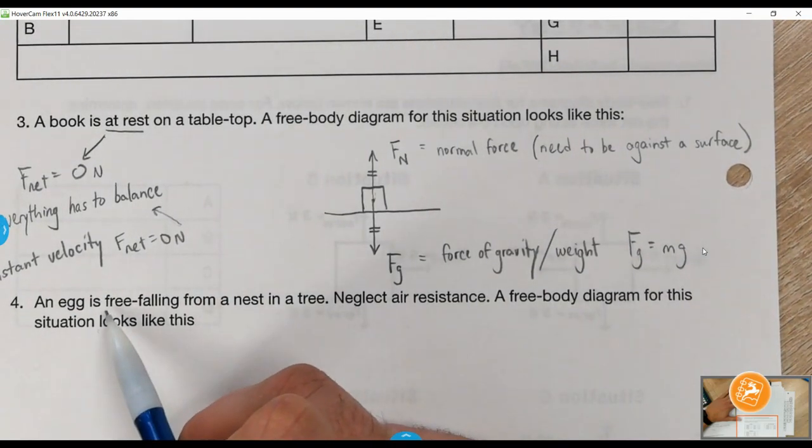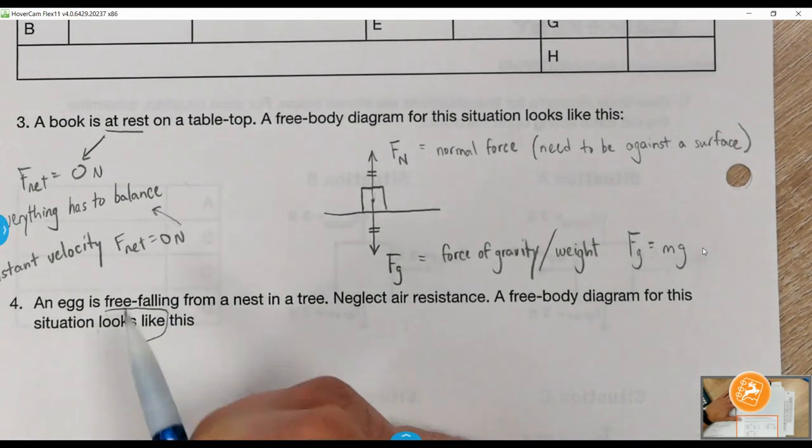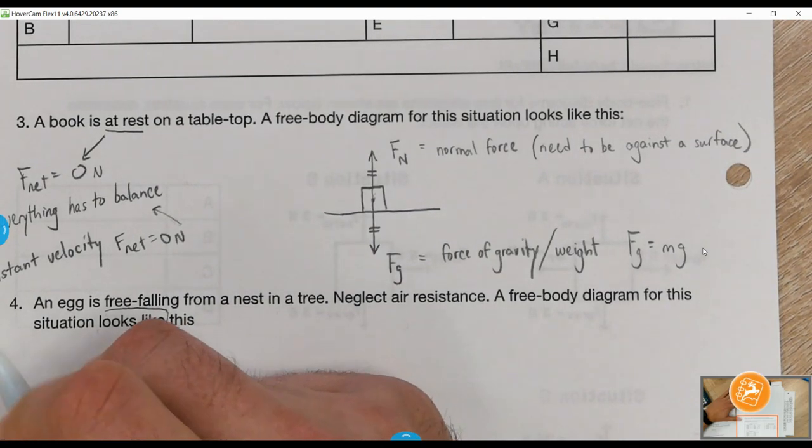When an object is in free fall, if an object is in free fall, only under the influence of gravity.